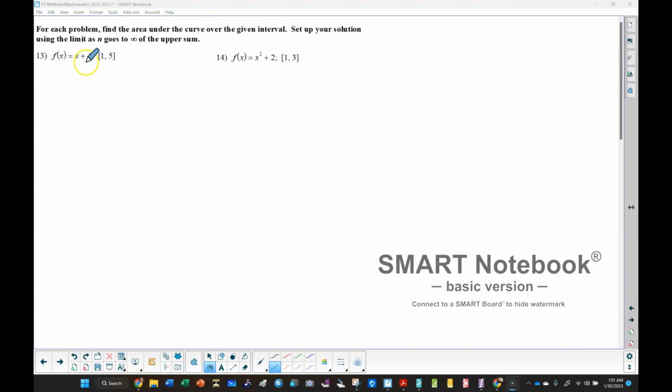We're going to look at 13. This one reads, for each problem, find the area under the curve over the given interval. Now, here's a little hint. In the future, we'll be able to operate this a lot easier. For now, let's just follow what the section recommends. Set up your solution using the limit as n goes to infinity of the upper sum.